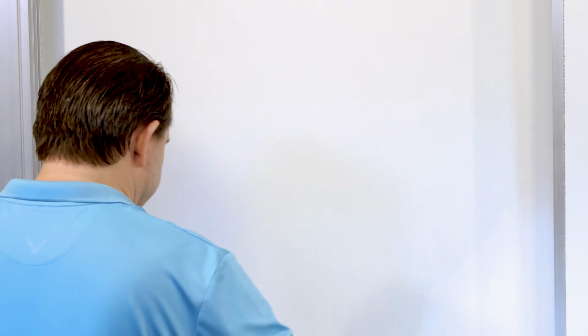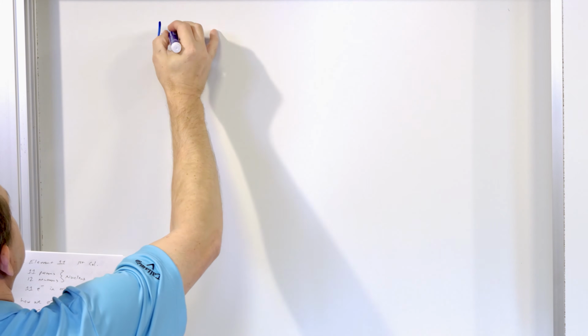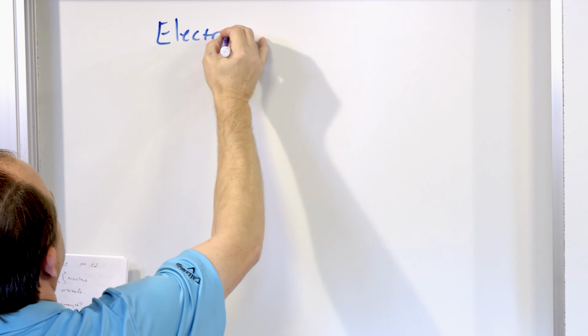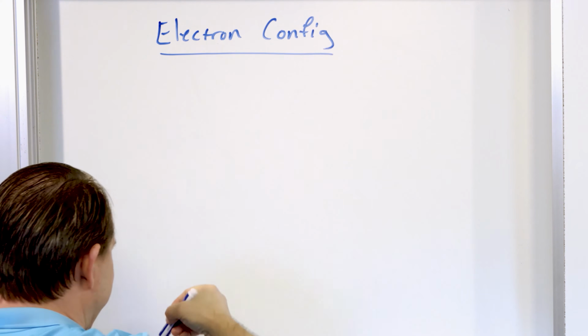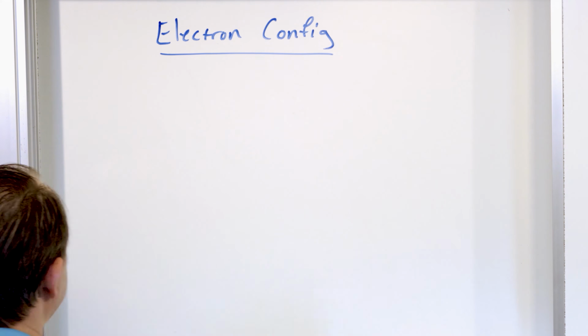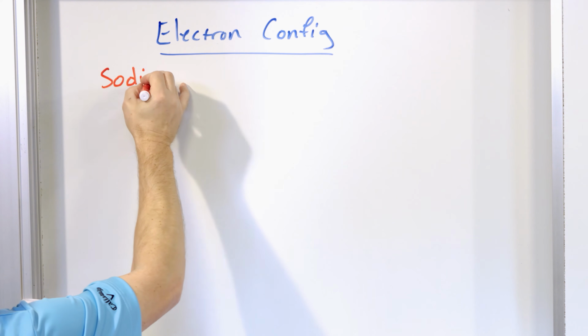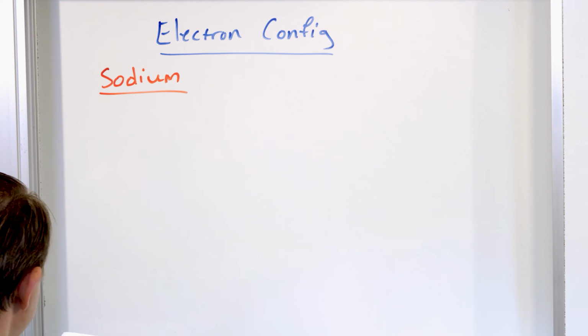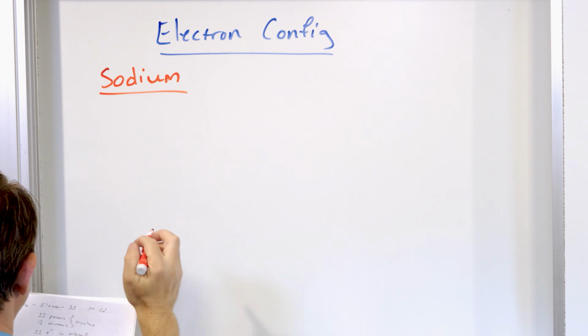So let me write this down with a color that works. Okay, so electron config. And this basically tells you the shapes of all these things that are existing around there. Now for sodium, it looks like this. I'm going to draw some stuff, and then you're going to be like, what is he talking about? Just let me get through it. I promise I'll make it clear.